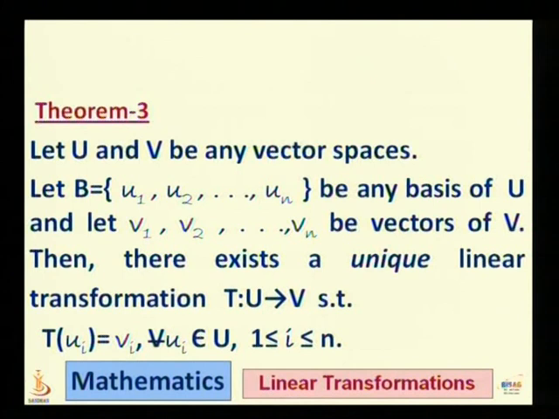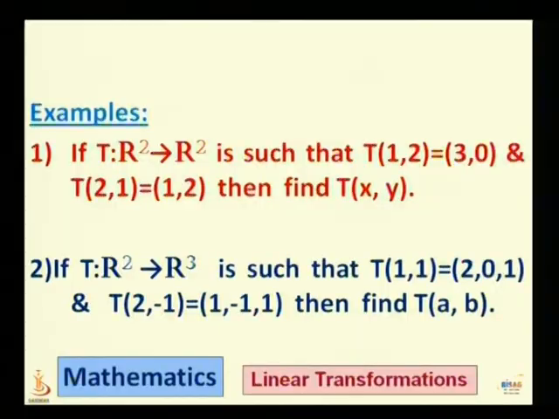Okay, we have defined a function T. We have shown that the defined function is a linear transformation and which is unique. Okay, and hence the theorem. We come to some examples depending on the previous theorem.